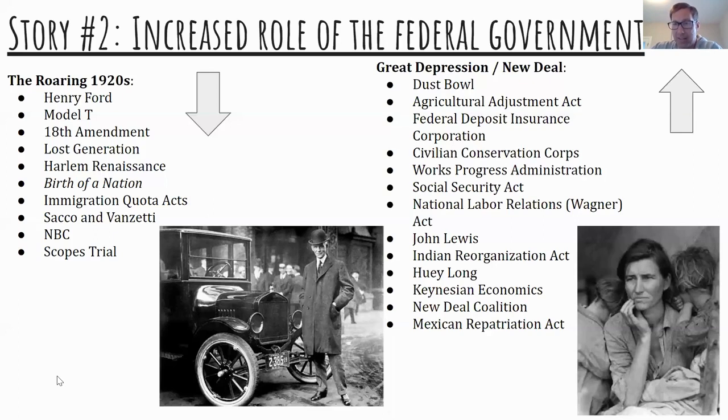The government hadn't done these things before. Government was not supposed to be responsible for creating jobs. That was the responsibility of big business. Government wasn't supposed to provide pension programs. People were supposed to save money for themselves. This is part of the new role of government that is being taken on during this time period.